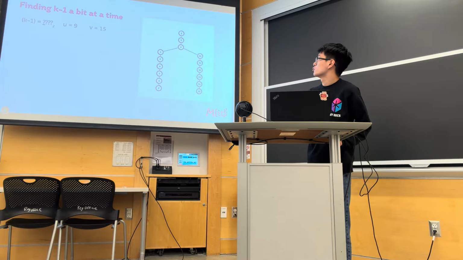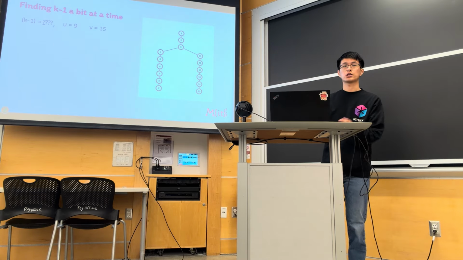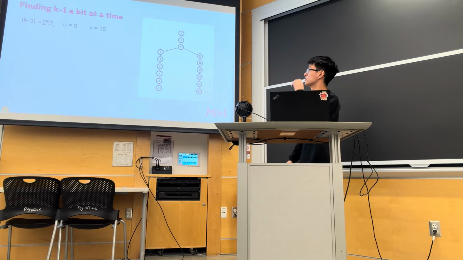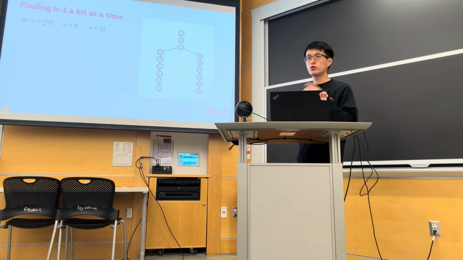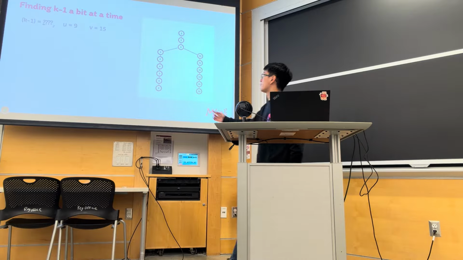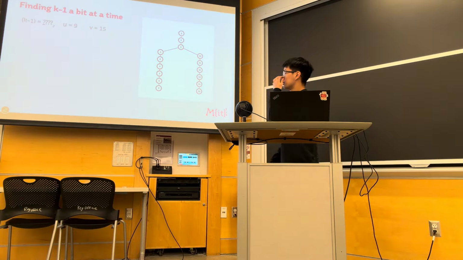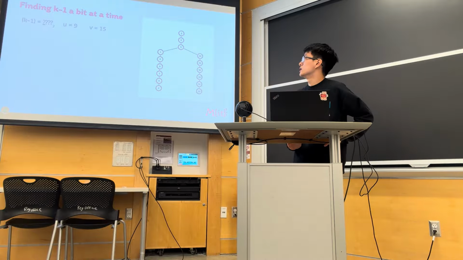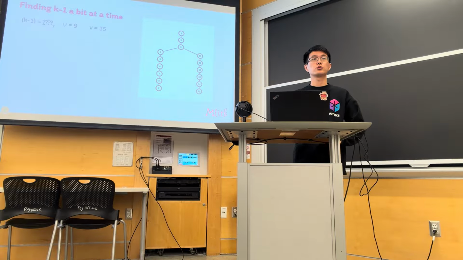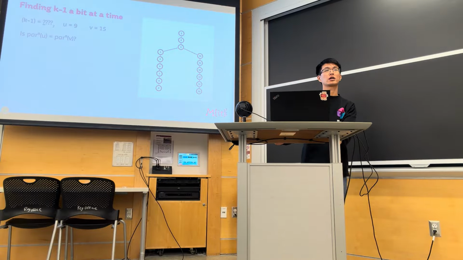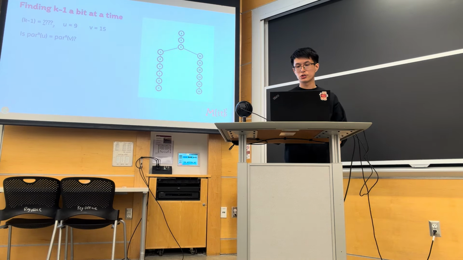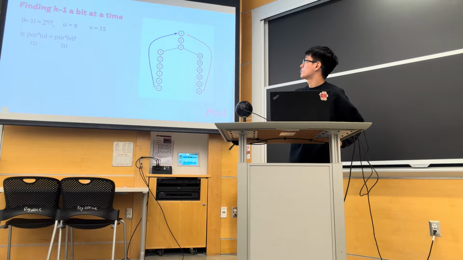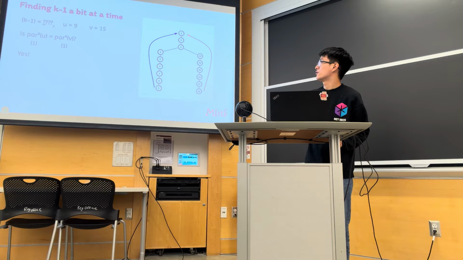Okay, so we can find k minus 1 a single bit at a time using binary lifting. So we don't know anything about k minus 1 right now, and we want to find the LCA of 9 and 15. So we look at the most significant bit first, and we can say, is this bit a 1 or a 0? We can try first setting it as a 1. So this bit represents 8. So we'll check, is the 8th parent of u and v equal? So we look at that, 1 and 1, so it's equal. So the 8th parents of u and v are both equal.